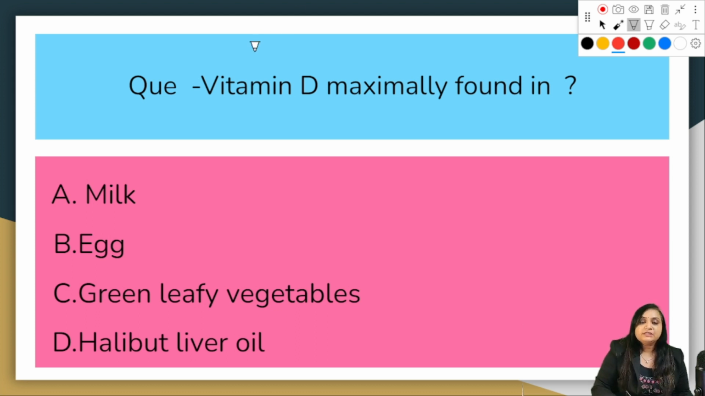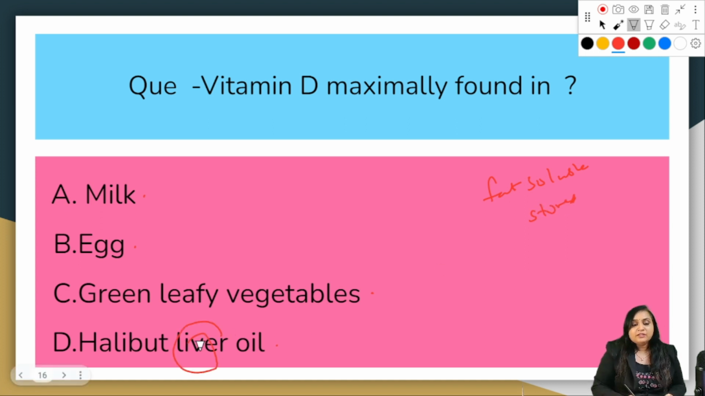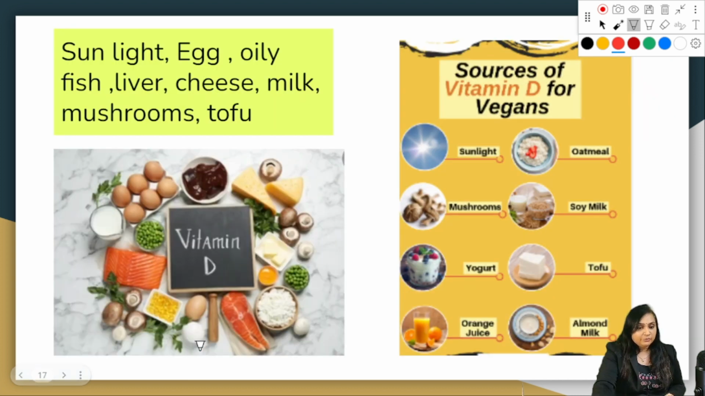The next question is, vitamin D is maximally found in milk, egg, green leafy vegetable, or halibut liver oil. We all know it is a fat soluble vitamin, and it is stored in the liver. So obviously the liver is a good source of vitamin D. So maximally it is found in halibut liver oil. These are the list of the sources: sunlight, egg, oily fish, liver, cheese, milk and mushrooms, as well as tofu are good sources of vitamin D.